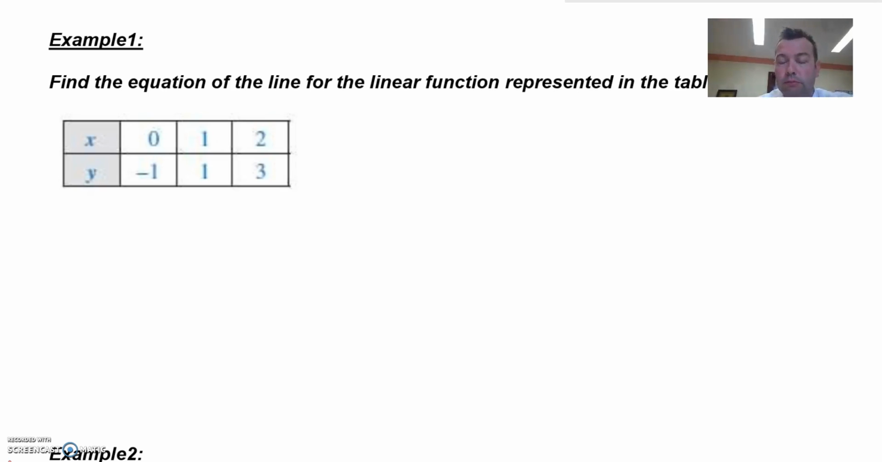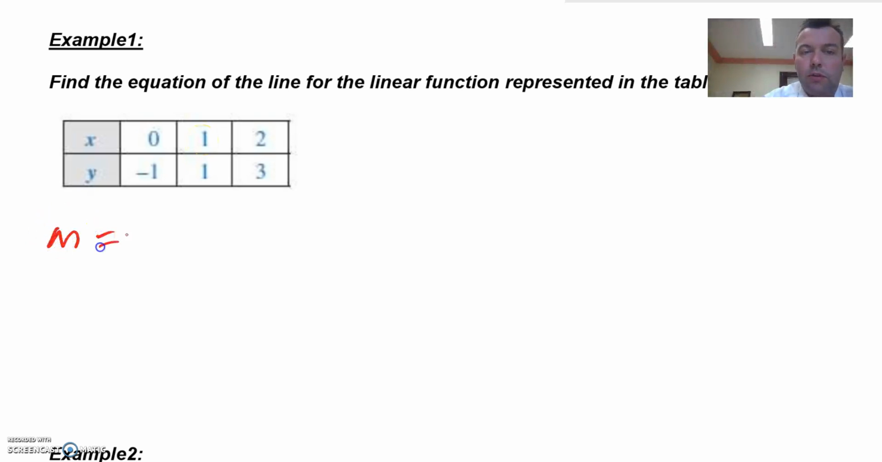a table of values. Two things we need to find: the gradient and the y-intercept. Find the gradient by determining the change in the dependent variable, that's going to be the bottom line here, usually a y, divided by the change in the independent variable, that's usually the x. Alright, so it looks like this.